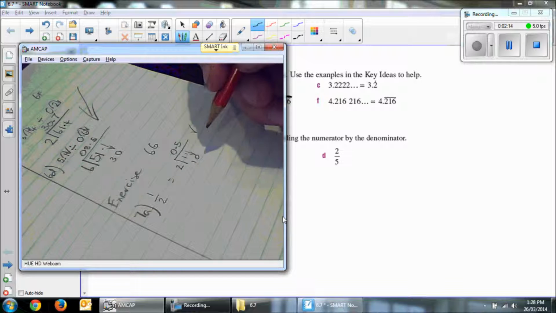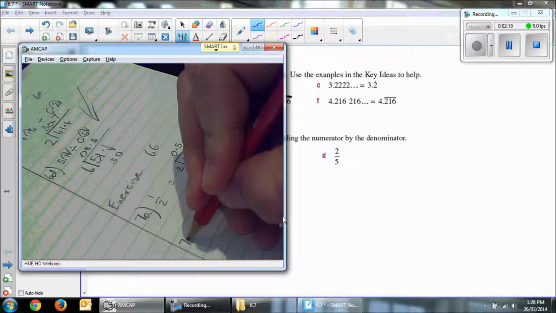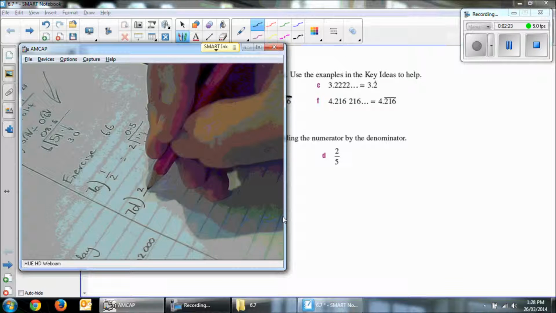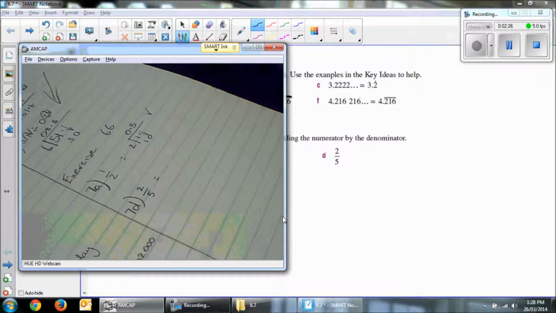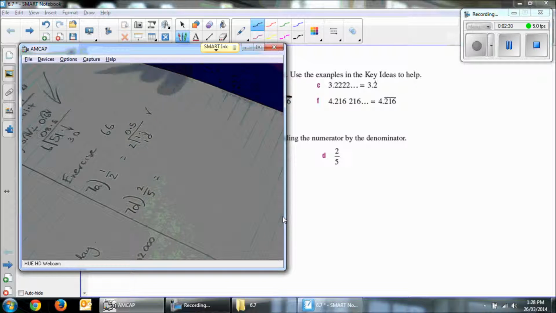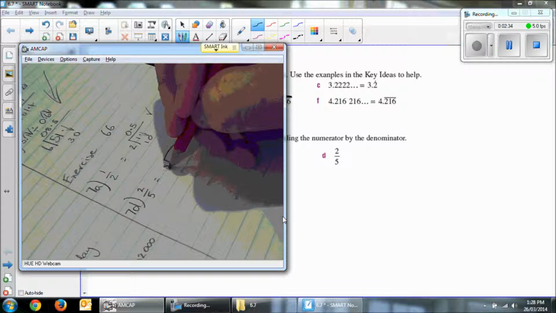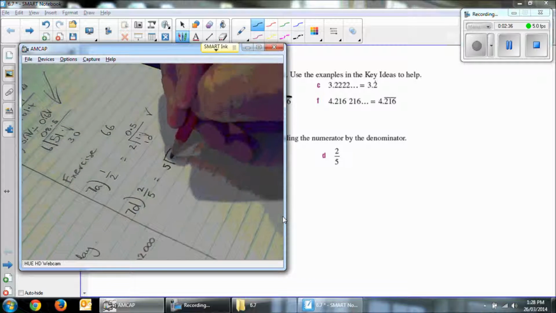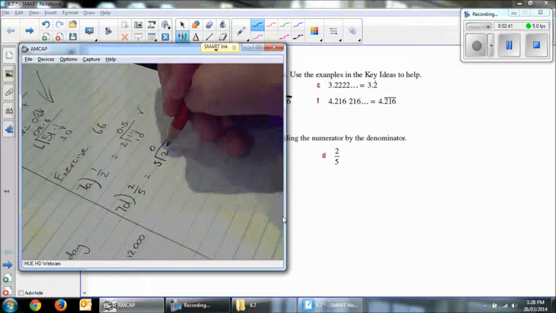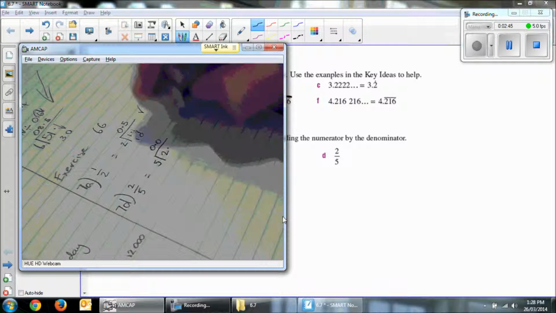Okay, let's have a look at another one. 7d is 2/5. So once again, we divide the numerator by the denominator. Okay, so denominator's on the outside and numerator's on the inside. Okay, 5 goes into 2 0 times, obviously.